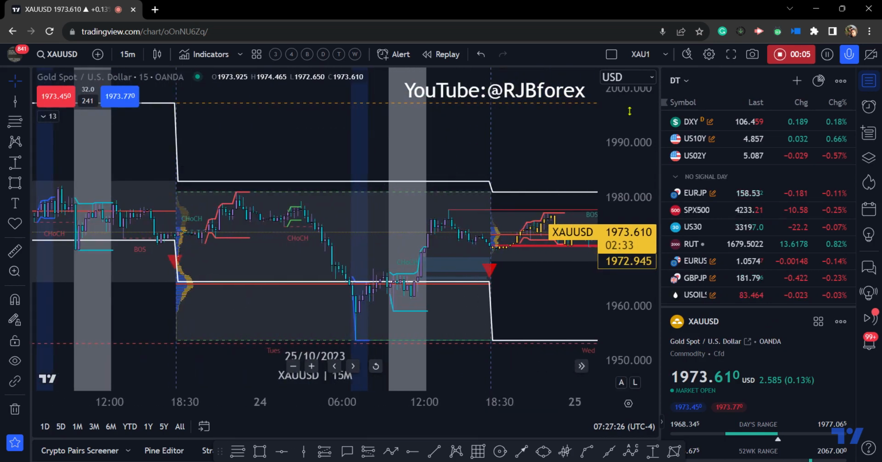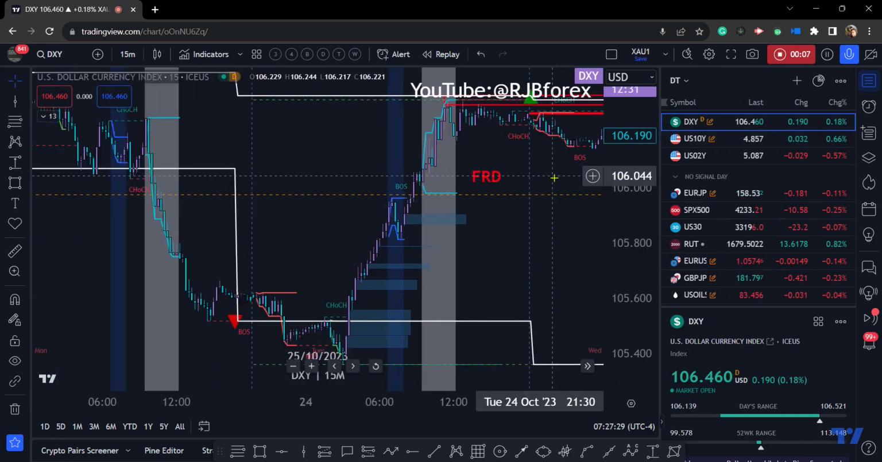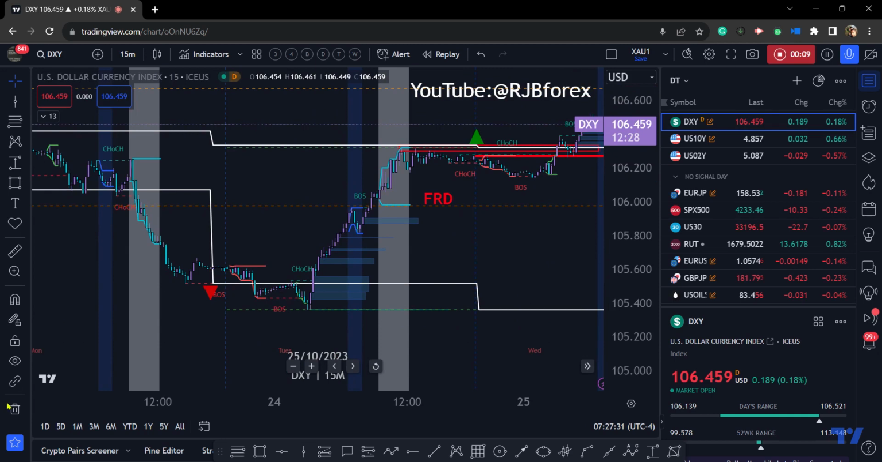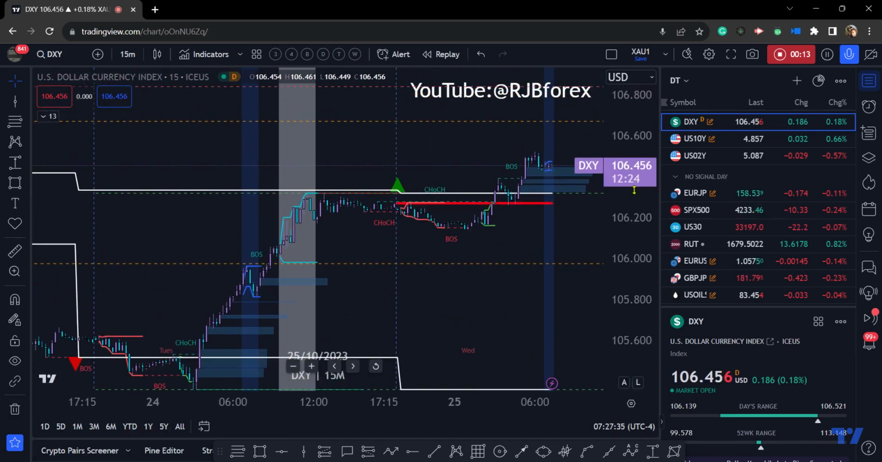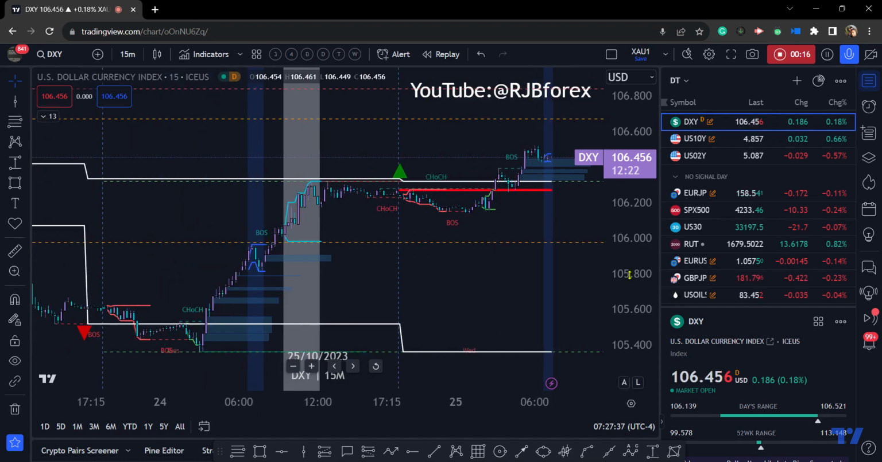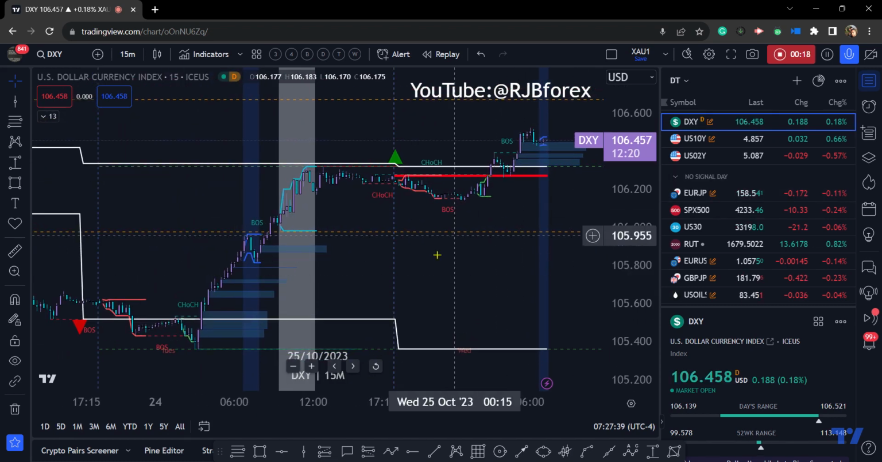So the first thing I like to look at is the US dollar, just to establish where we are on the day and to give us a benchmark for what we might expect in terms of a directional bias for the day. It's Wednesday, anything can happen.